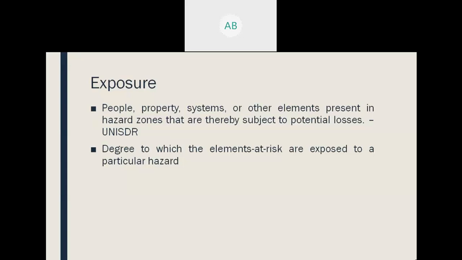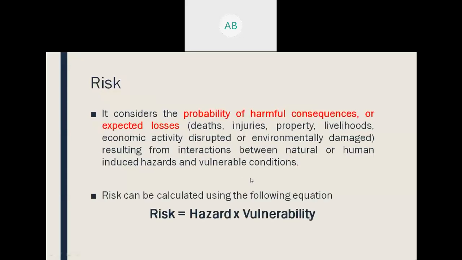So, the degree to which these elements at risk are exposed is the exposure. By the UNISDR's definition, it is people, property, systems, or other elements present in hazard zones that are thereby subject to potential losses. Okay, so this is according to the UNISDR's definition. So ultimately, we have come to the final, or the most important, definition whenever we would like to discuss this issue of disaster. So what is risk then?